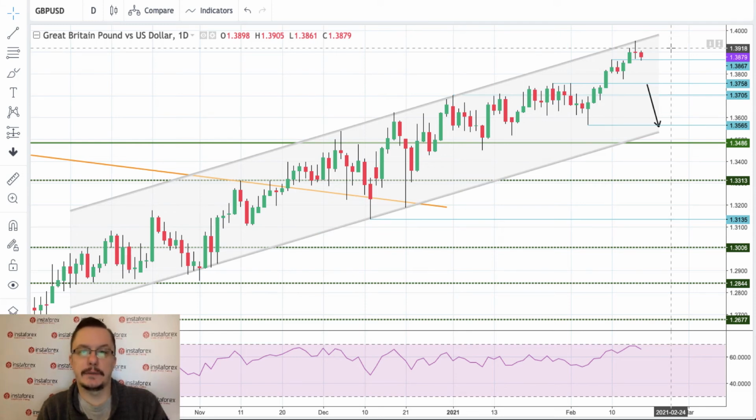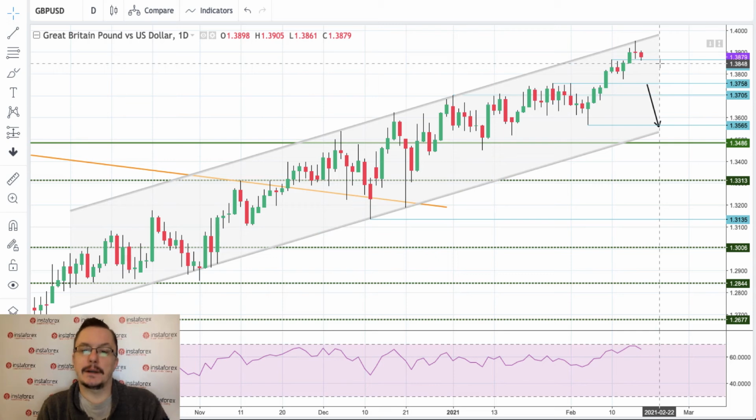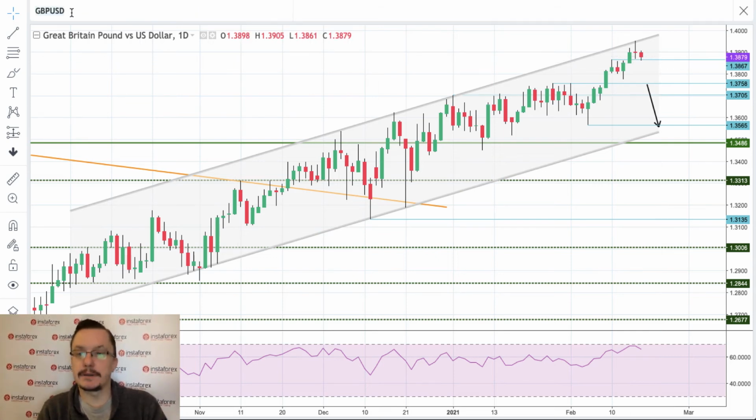That would mean, of course, the American dollar would go down again, would be sold across the board, and then the British pound would be bought across the board as well. So that's the scenario. The scenario is still up. It's still bullish. The uptrend continuation scenario.